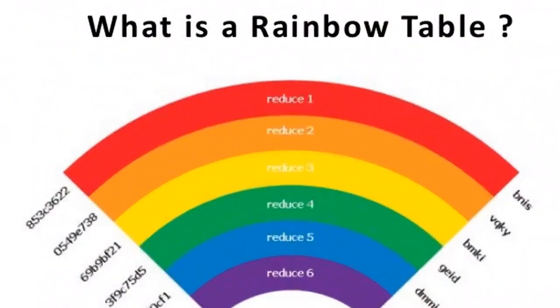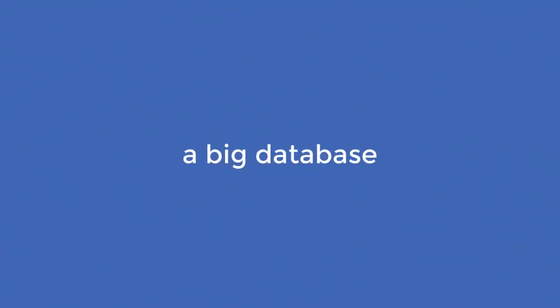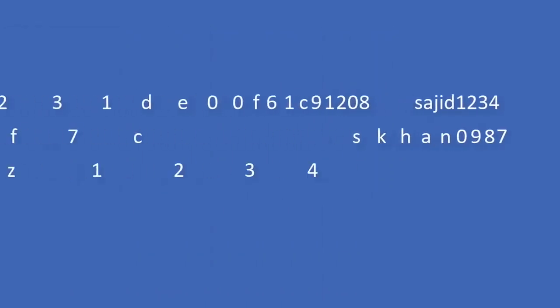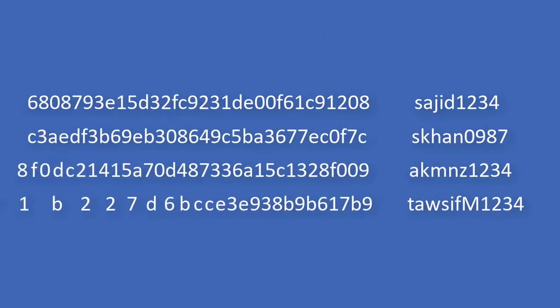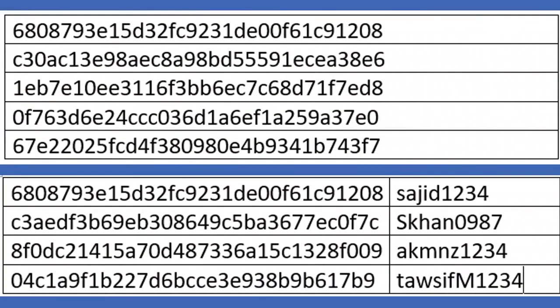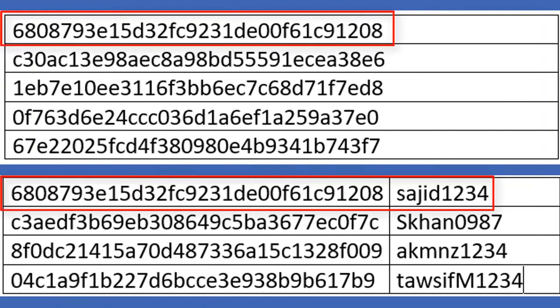Now let's talk about the rainbow table method. The rainbow table method uses pre-computed hashes. Let's assume that we have a database which stores passwords as MD5 hashes. We can create another database that has MD5 hashes of commonly used passwords. We can then compare the password hashes we have against the stored hashes in the database. If they match, congratulations hacker, you get the password.